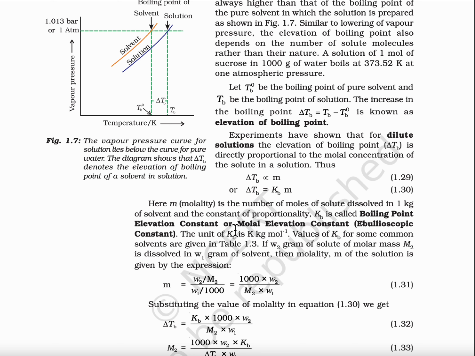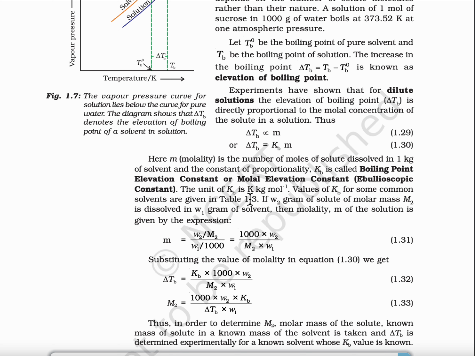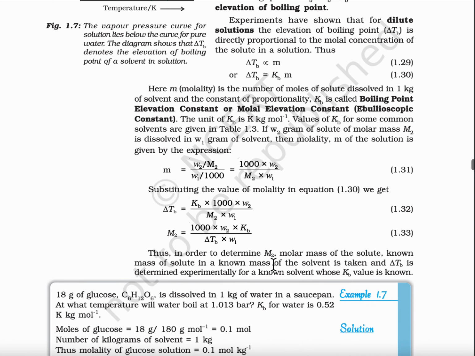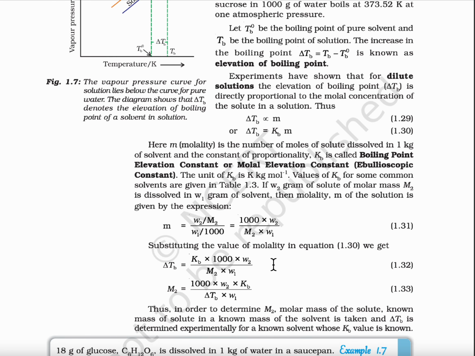Now they might also ask as a 1 mark question what the other names for Kb are, or they might give ebullioscopic constant and ask what it is. It is the boiling point elevation constant. The unit of Kb is Kelvin kg mole inverse. Values of Kb for some common solvents are given in table 1.3. Now where is the 1.3? Okay, let's see that later.